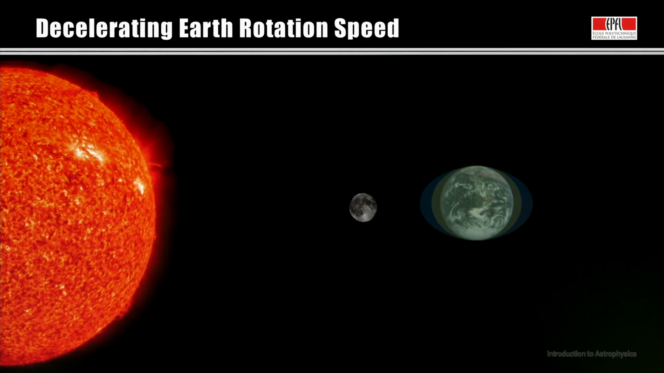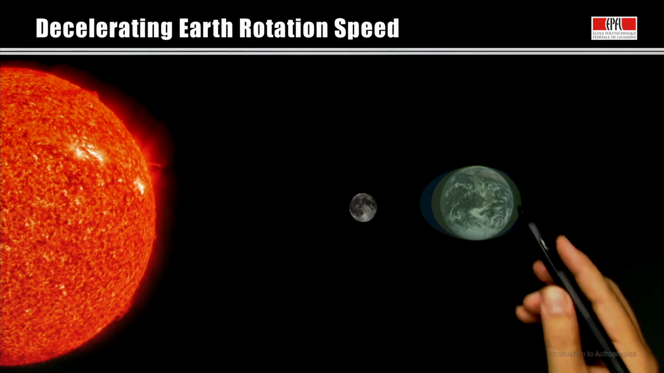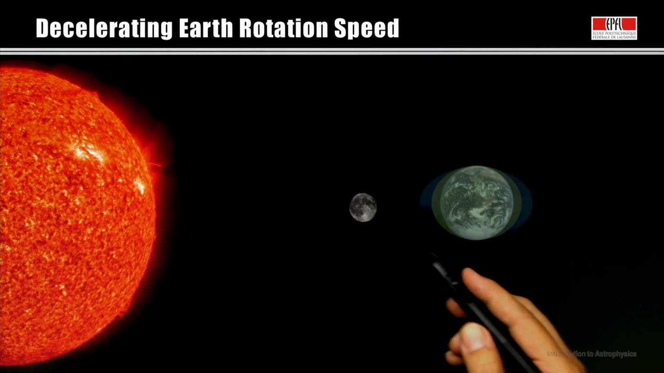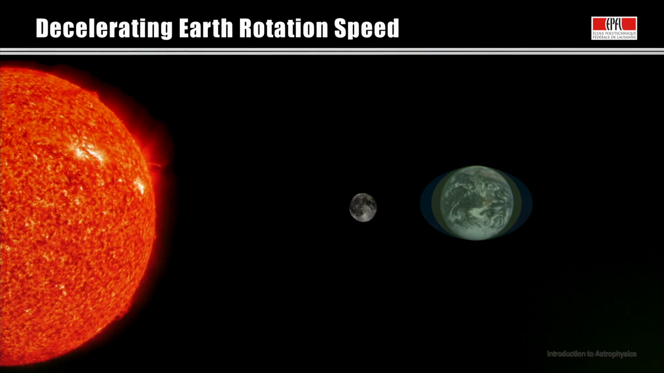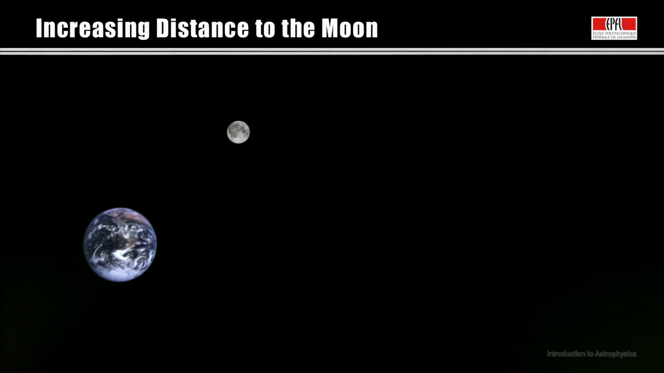This implies that the Earth slows down its rotation. This is not the only consequence. While the Earth is slowing down, the Earth-Moon distance increases. This effect is shown on the next slide.